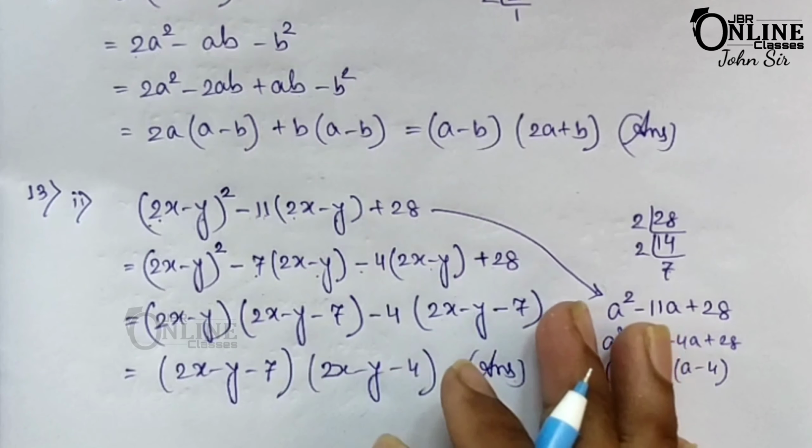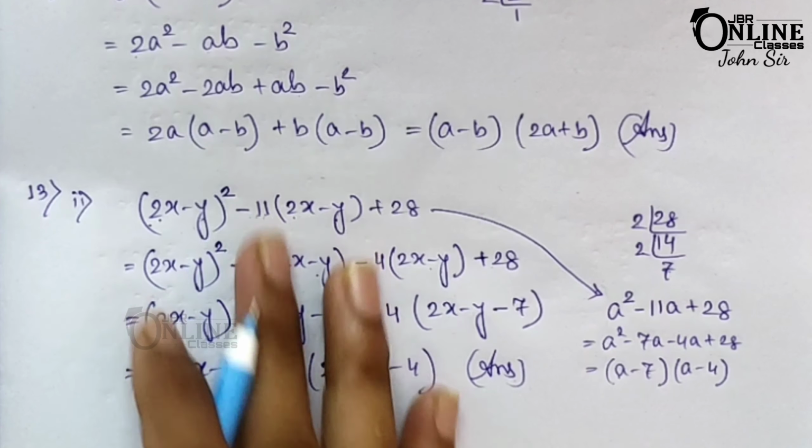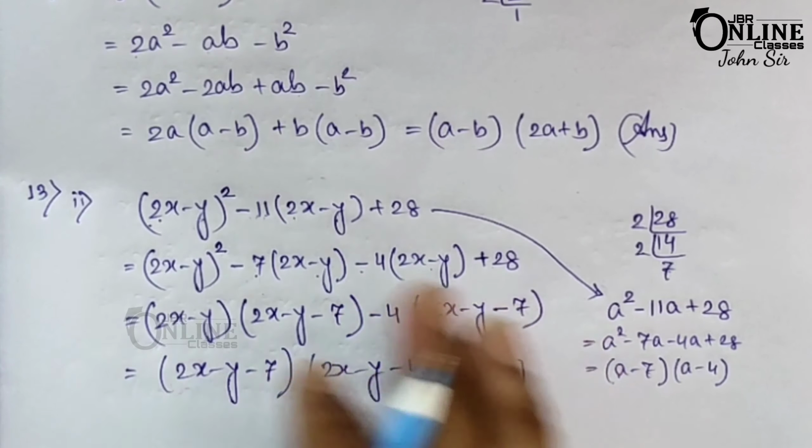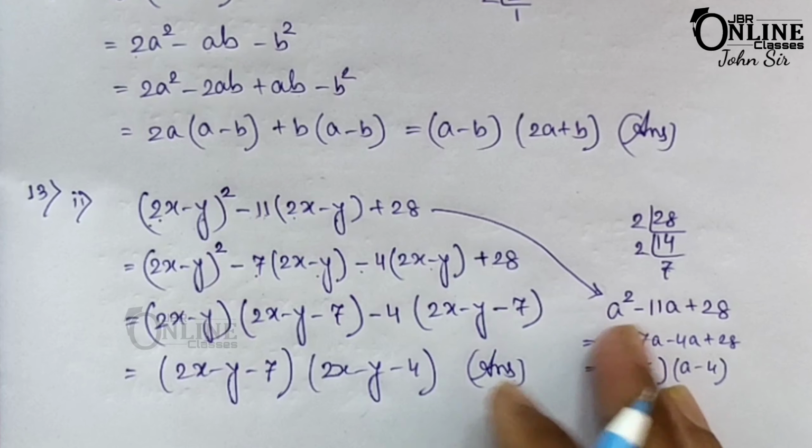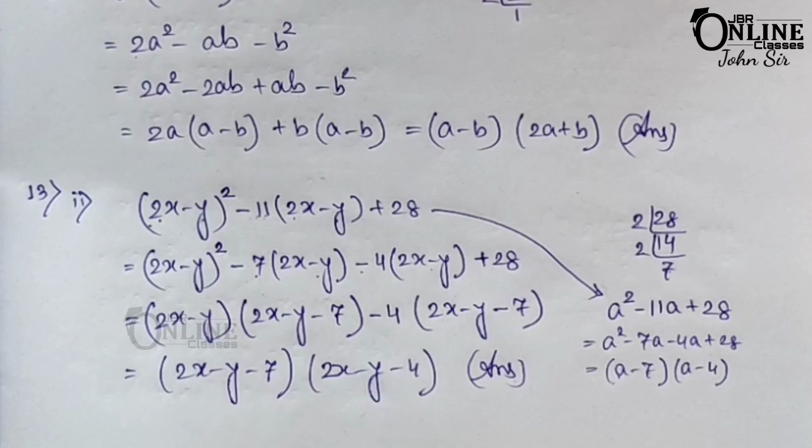So these are two methods. You can solve this problem directly, or you can assume the same portion as another alphabetical letter like a, b, c, d, anything else.